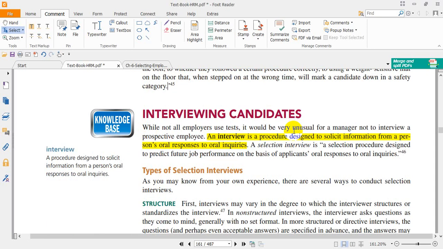Remember, in the first meeting in this chapter, we explained that there are three techniques for selection: the selection tests and interviews, and the observation or background investigation.